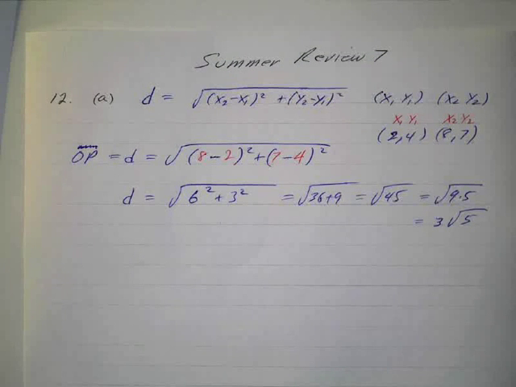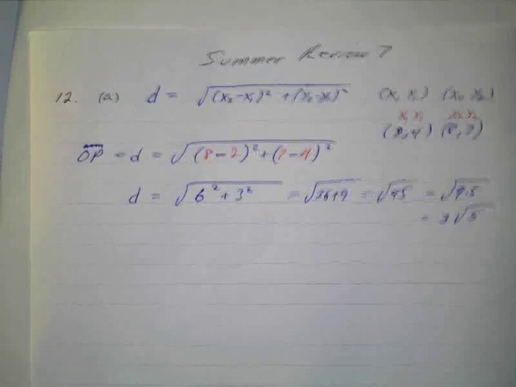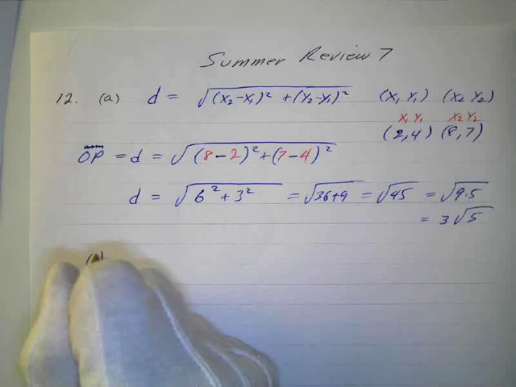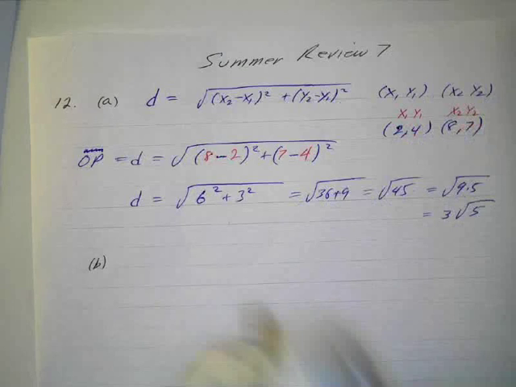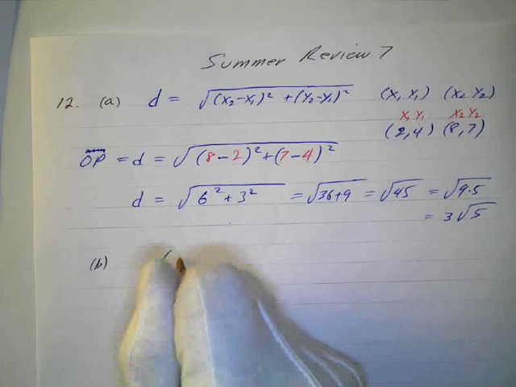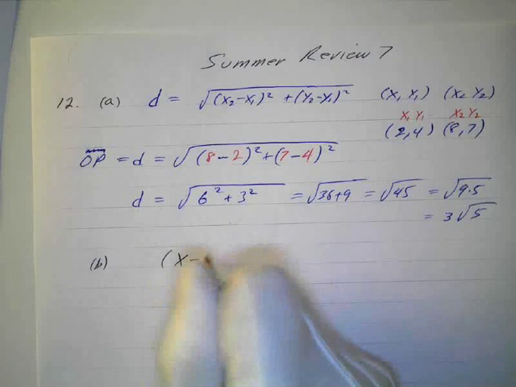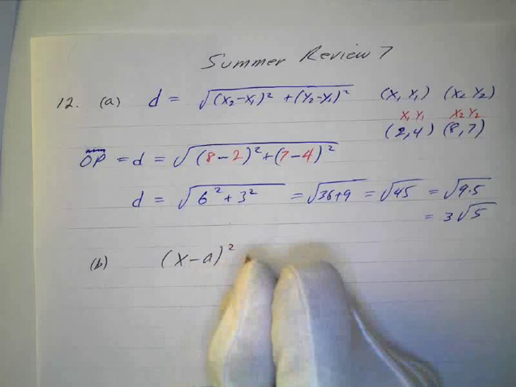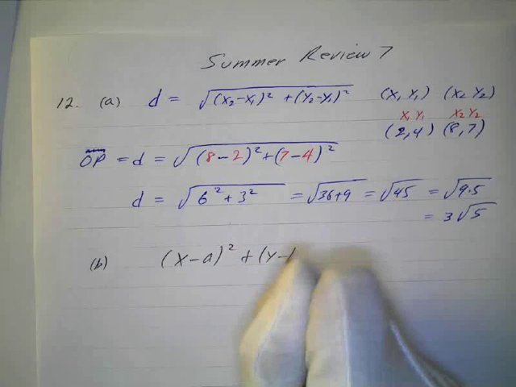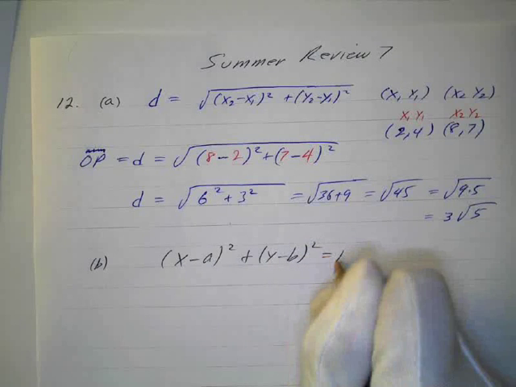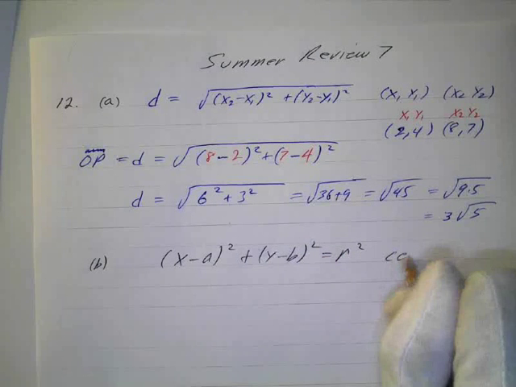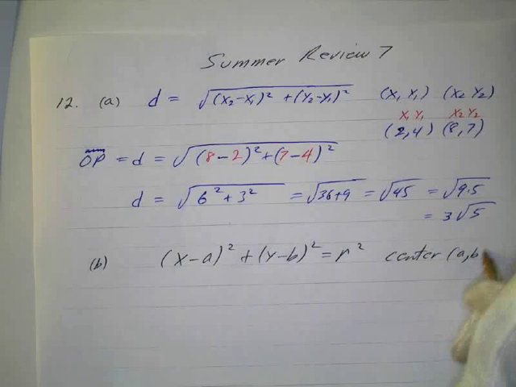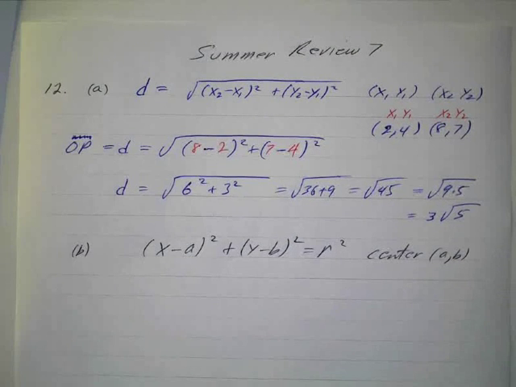Remember, equation of a circle. The general equation would be (x minus a) squared plus (y minus b) squared equals r squared, where the center is the point (a, b). Sometimes they call it (h, k). All right, so that's our general form.